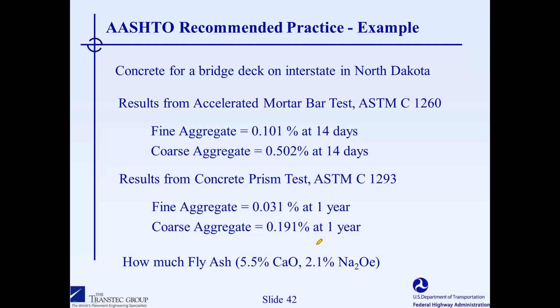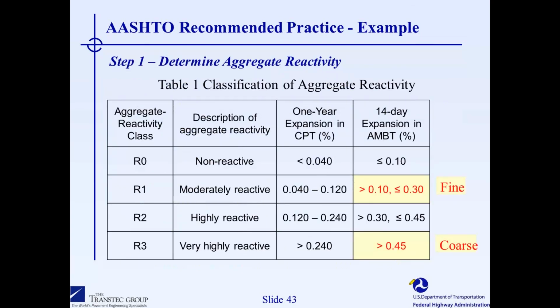I'm going to give a quick example of using this. We're going to have a quick run through. We're going to imagine we have a concrete for a bridge deck on an interstate in North Dakota. We've got accelerated mortar bar test for coarse and fine aggregate, and we've got concrete prism test for both. And the only SCM we have available in this example is low calcium fly ash with a low to moderate alkali content. So we look at our accelerated mortar bar test and we find that our fine aggregate is an R1, our coarse aggregate is an R2.